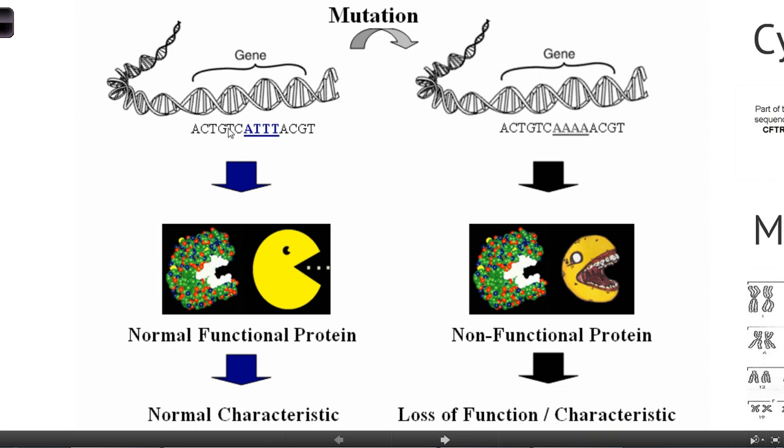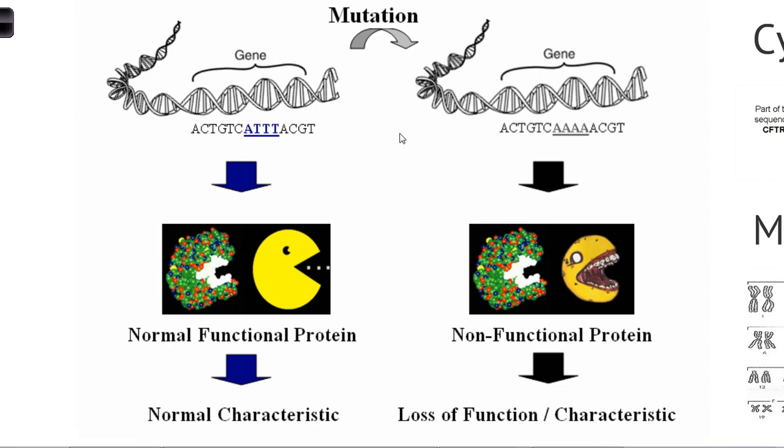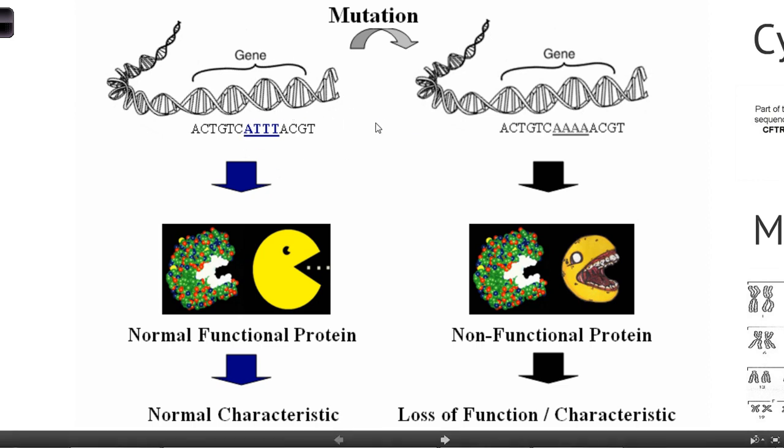So a mutation, for instance, if this might be the original sequence, A, C, T, G, T, C, A, T, T, T, A, C, G, T, and over here, A, C, G, A, alright? So these T's maybe have been changed to A's. So mutation is when there's a change to the genetic sequence, to our DNA. And that change, if it occurs within a gene, especially, can affect our function or our characteristics.